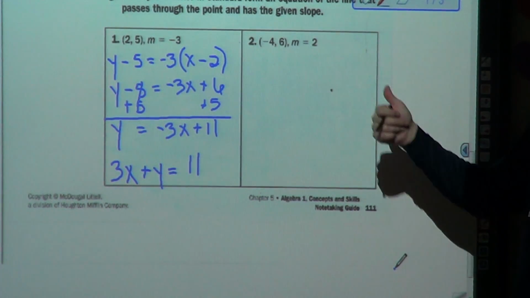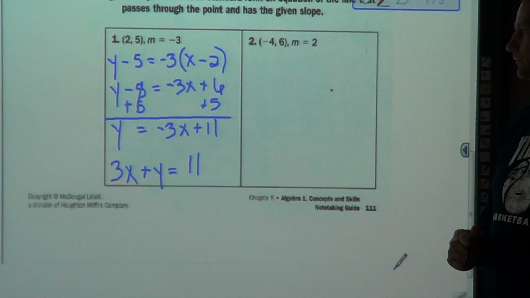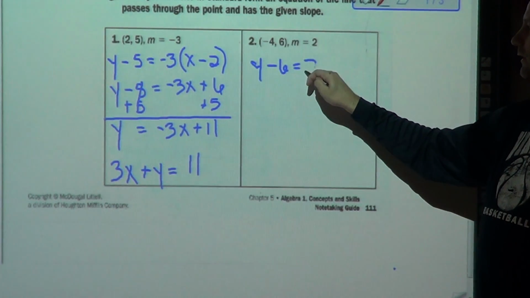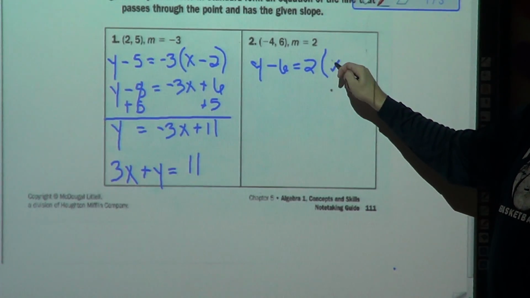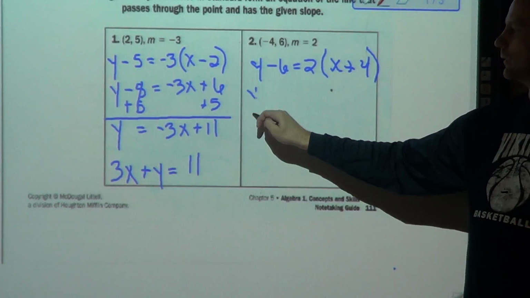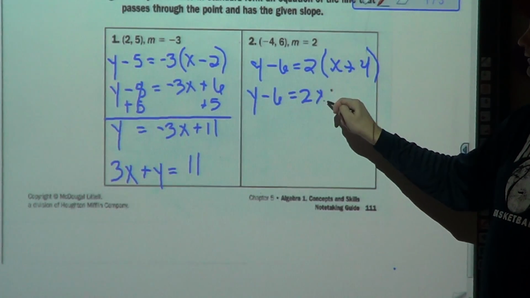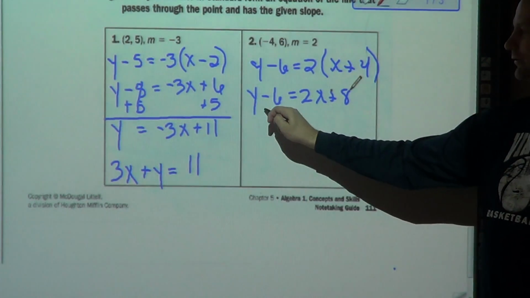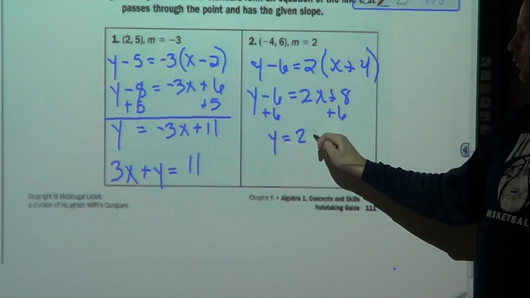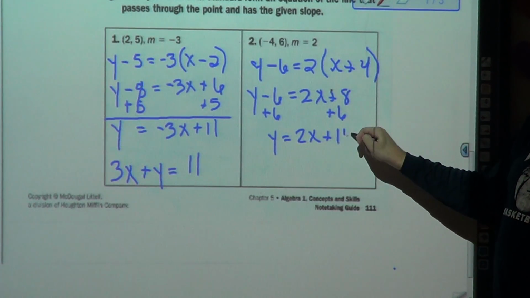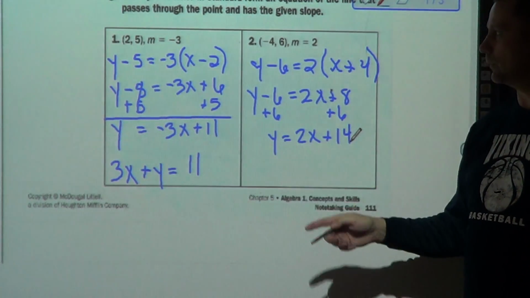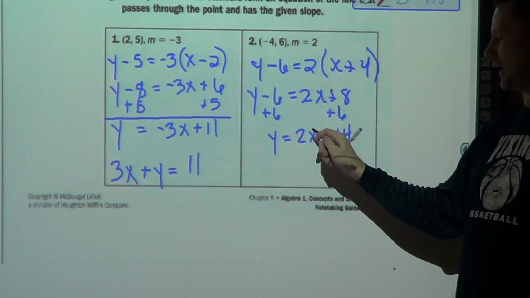If you want to pause it again and try this one. Point, slope, so we go y minus 6 equals 2 times x minus a minus 4, which is plus 4. Distribute the 2: y minus 6 equals 2x plus 8. Add 6 to get y by itself, in slope-intercept form. So y equals 2x plus 14, since 8 and 6 make 14. My next step would be to take this 2x and put it over here. Now, in the first two problems we did, it was a negative x. This is a positive x.